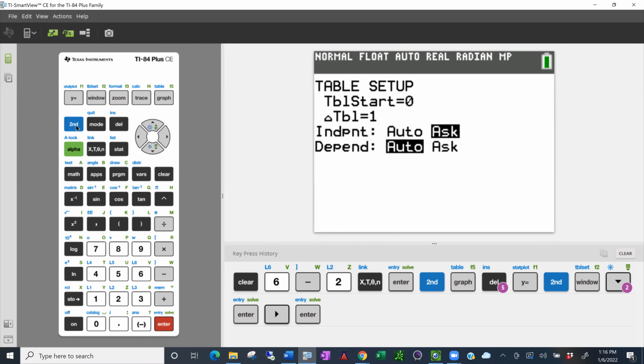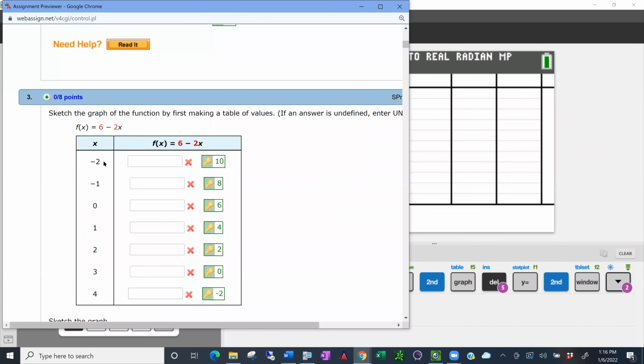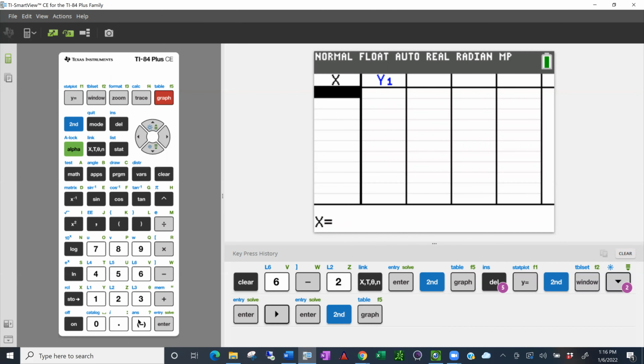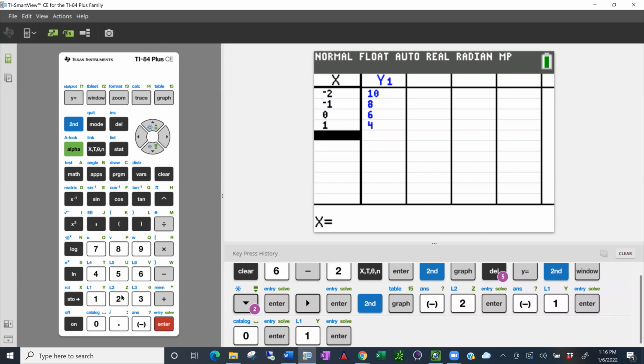Once those settings are in place, you can hit the second key, then the graph key, and start typing in some numbers. And we wanted numbers that were starting at -2 all the way up to 4. The great thing is you can just type these in, say -2, enter, -1, enter, and so on. 0, 1, 2, 3, and 4.